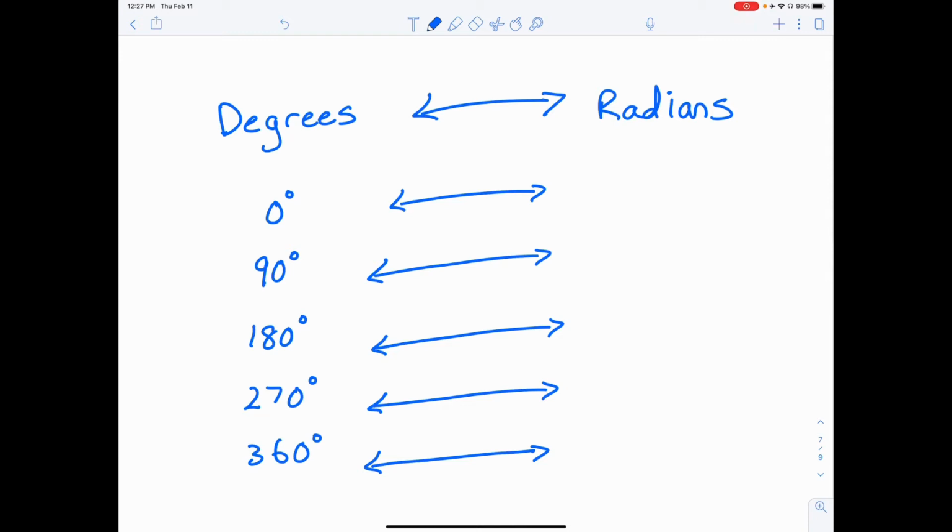Hello everyone. In today's video, we are talking about how we convert degrees to radians and radians back into degrees. So first of all, let's go over the key degree numbers that we're going to be using for a lot of our math questions.